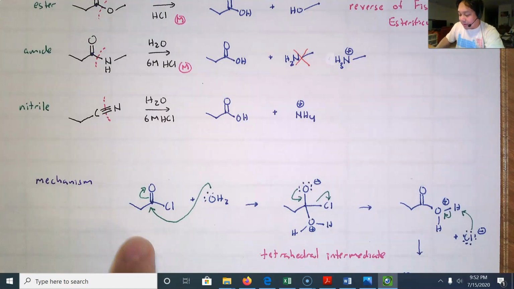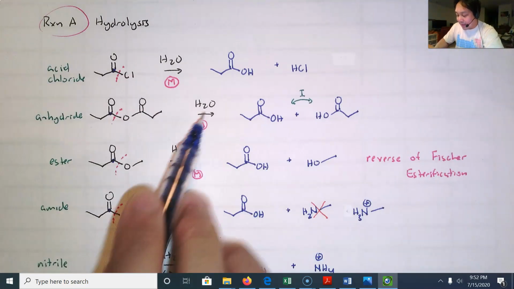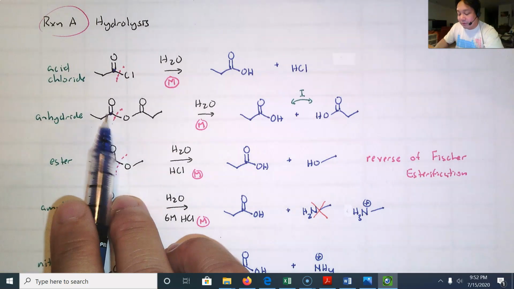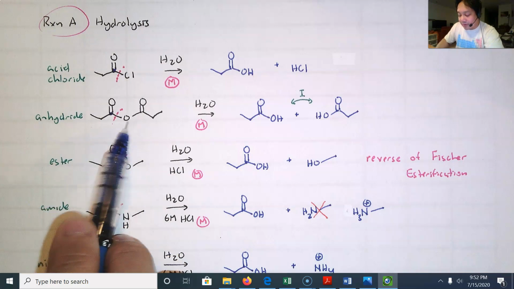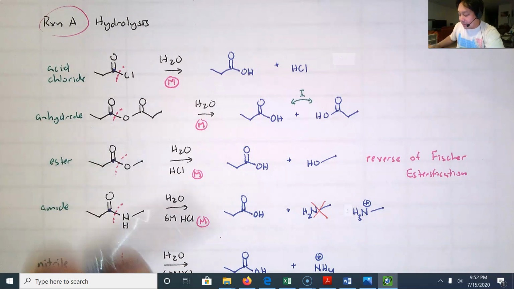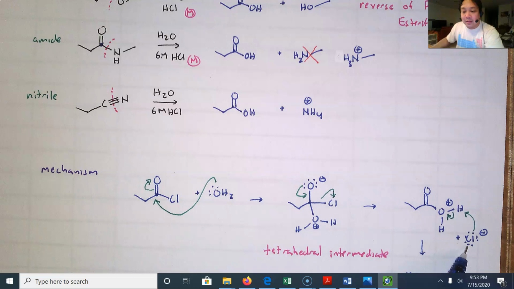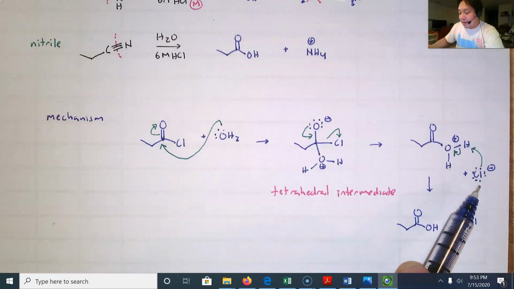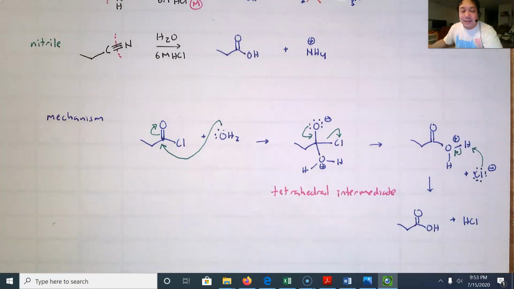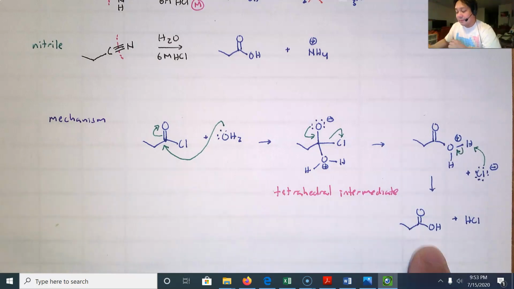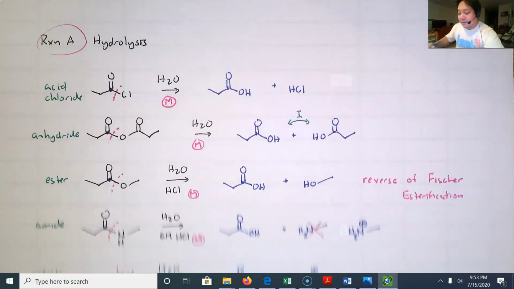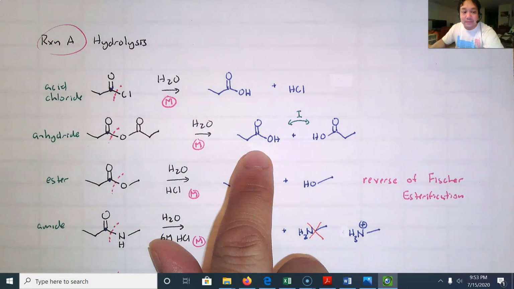You attack with water. Oh, let me show you from here. You attack with water, form the tetrahedral intermediate. When you remake the double bond, you kick out this group, the carboxylate. Just like here, we kicked out the chloride. Now that chloride in this case, or the carboxylate in the anhydride case, will come back, grab that hydrogen, and you're done. So you should practice, go through the mechanism for this one here.